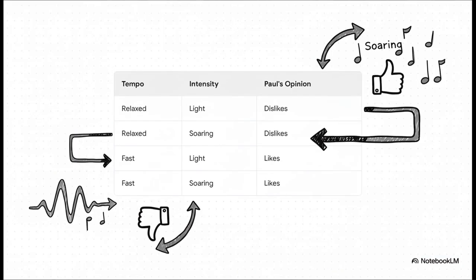Now, when we lay out all of Paul's past choices on a chart like this, something really interesting happens. A pattern just jumps right out at you. You can see a cluster of songs he likes up here, the fast and soaring ones, and down here are the ones he dislikes, the relaxed, light ones. This clear trend is exactly the kind of thing a machine can learn from.